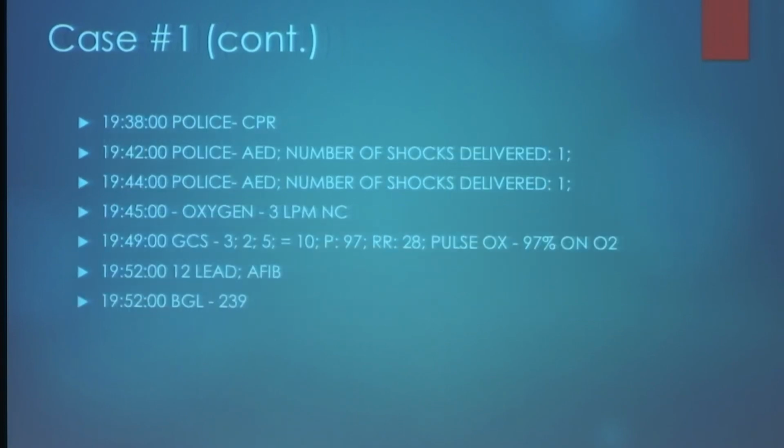Okay, so police CPR, police AED, number of shocks delivered, 2 altogether. And we know that it was in a VTach or pulseless VTach or a VFib, because the machine won't shock without it. Oxygen. GCS was a 10. Blood glucose 239. 12 lead showed AFib.